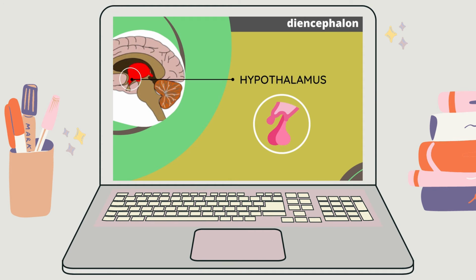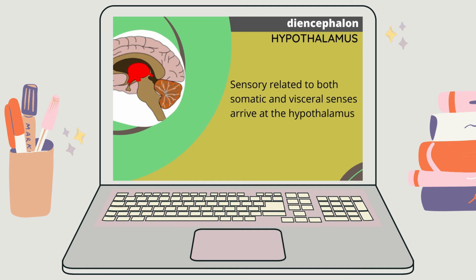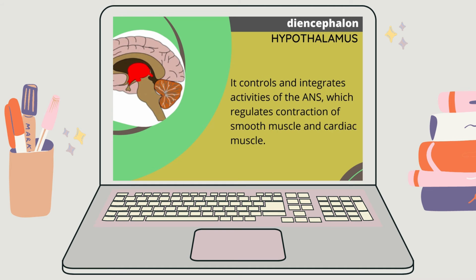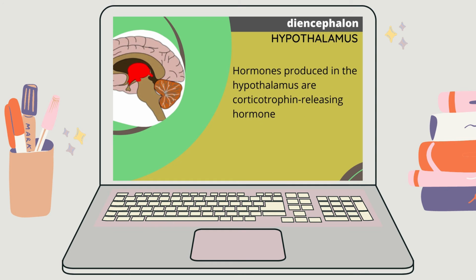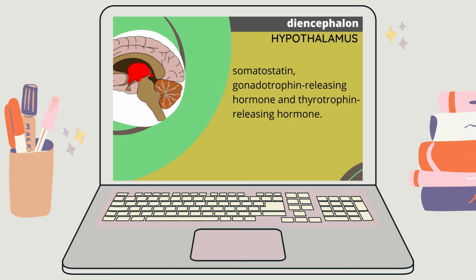Hypothalamus is the most inferior part. Sensory related to both somatic and visceral senses arrive at the hypothalamus, as do impulses from receptors for vision, taste, and smell. It controls and integrates activities of the ANS, which regulates contraction of smooth muscle and cardiac muscle. Hormones produced in the hypothalamus are corticotrophin-releasing hormones, dopamine, growth hormone-releasing hormone, somatostatin, gonadotrophin-releasing hormone, and thyrotrophin-releasing hormone.